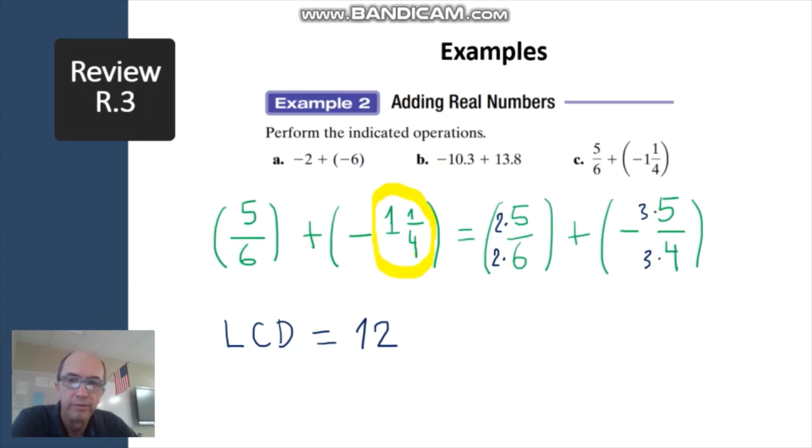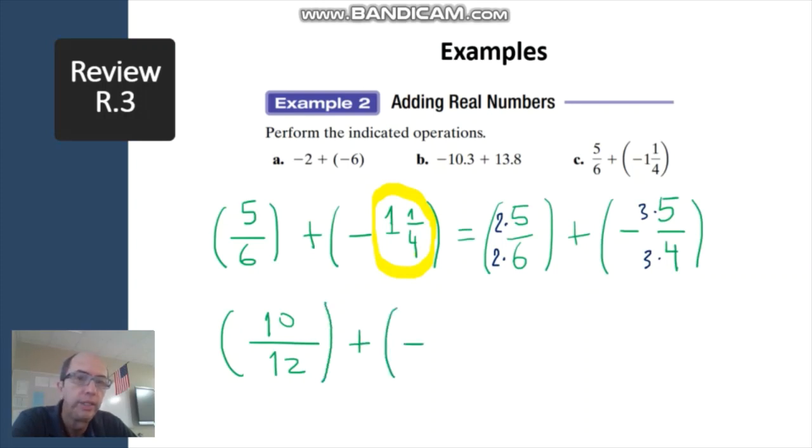Then we will have, let's erase this, 2 times 5, 10 over 12 plus negative 3 times 5, 15 over 3 times 4, 12. They all have the same denominator. We can work out like this.